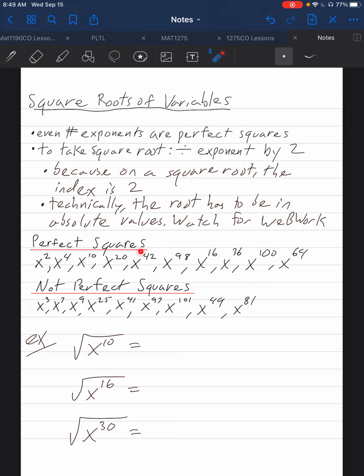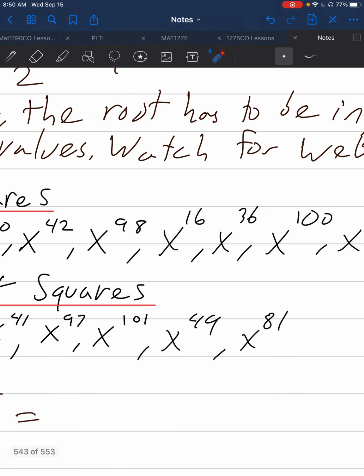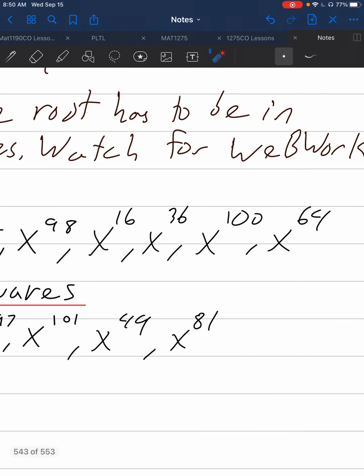So here is a list of some perfect squares as far as variables are concerned: x to the second, x to the fourth, x to the 10th, x to the 20th, x to the 42nd, x to the 98th. The common theme here is that they are all even numbers, right? But notice that 2 and 10 and 20 are not perfect squares as base numbers, but they are perfect squares as exponent values. Numbers like 4, 16, 36, 100, 64 are perfect squares, whether as base numbers or as even exponents.